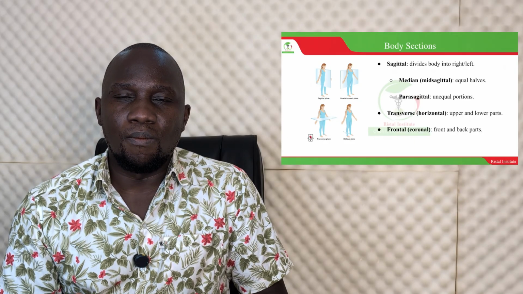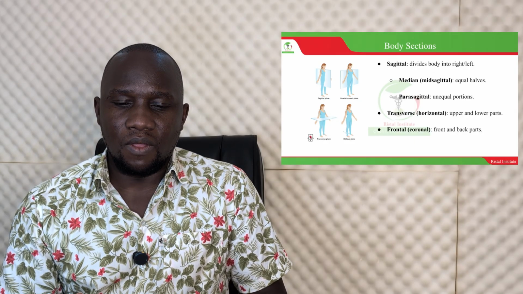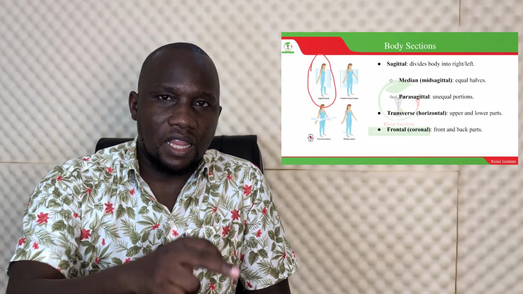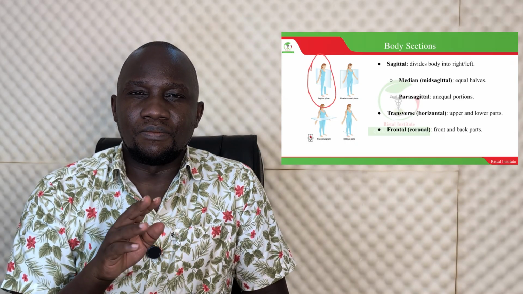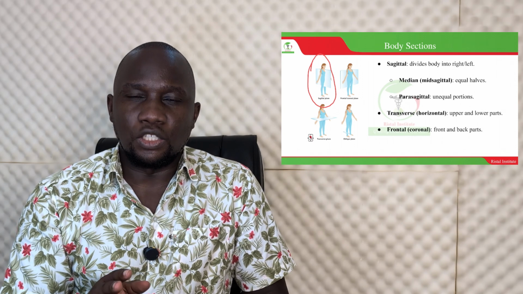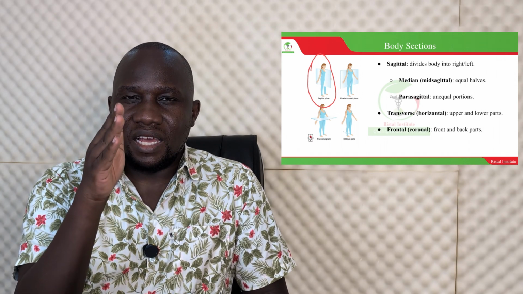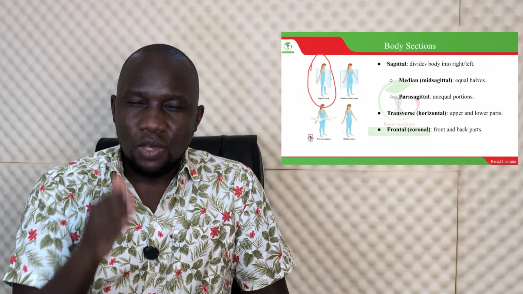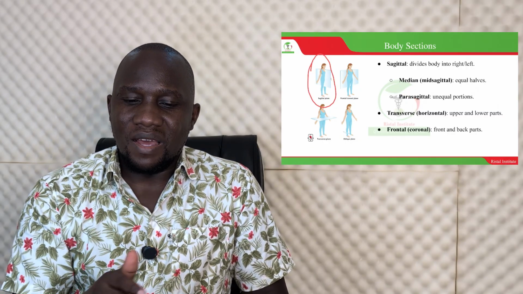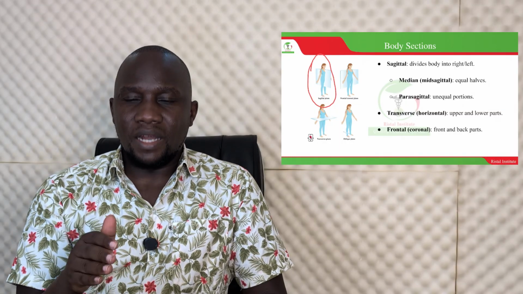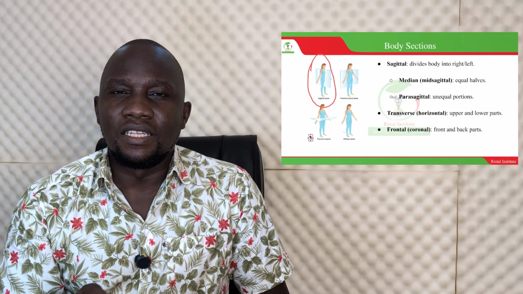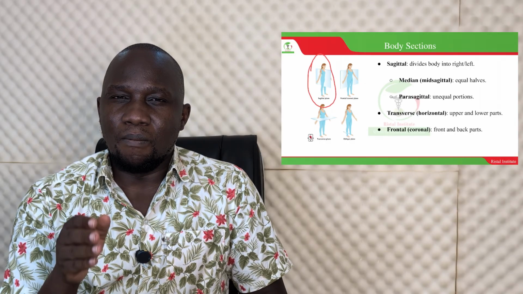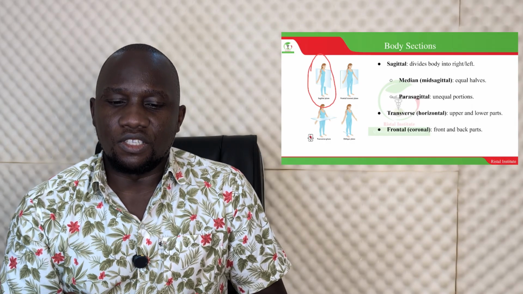call sagittal planes. Okay, so when you cut the body into two parts, that is sagittal. So you can make the median sagittal plane, this one, equally into two parts, but parasagittal planes, these ones divide the body parts but not into equal portions.